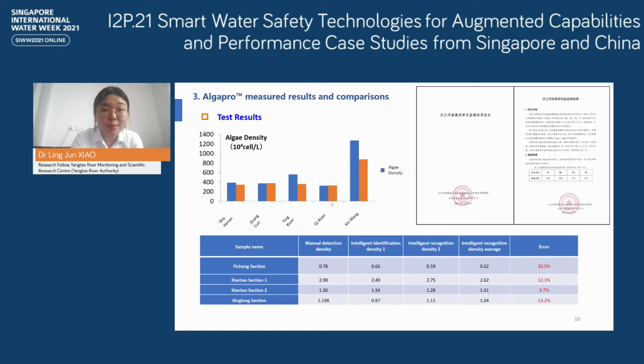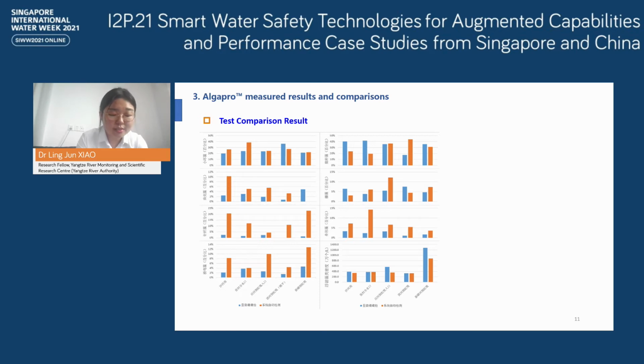We did several comparisons between Algae Pro measured results and human measured results. This page demonstrates the algae density comparisons using water samples from different sections of Han River. Blue bars represent human measured results, while orange bars represent Algae Pro ones. We can see the errors of Algae Pro measured results are mostly less than 50% and can even reach an incredible 3.7%. The largest error is 20.5%, which is also acceptable. Next.